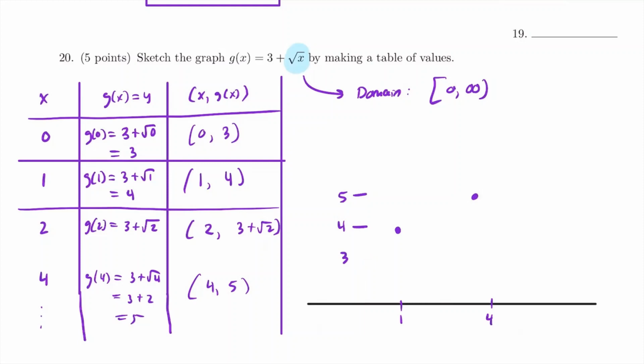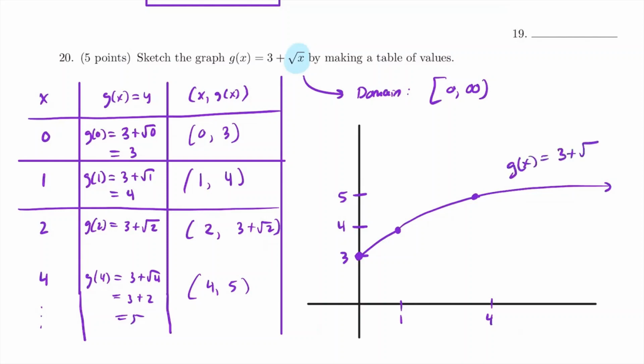So here's the first picture. Then just keep on going that way. So something like this, roughly sketched. So this is your g of x equals 3 plus square root of x.